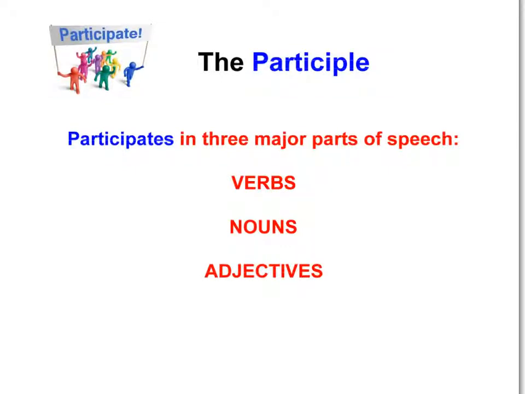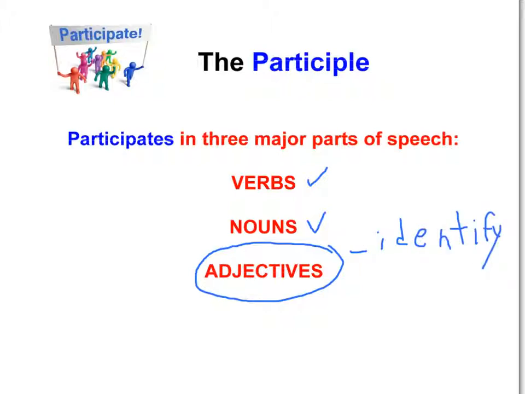So we already discussed how a participle participates in verbs. We discussed how a participle participates in nouns. And now we're going to discuss how a participle participates with adjectives, meaning how are we going to identify that something's a participle, and also how we will translate a participle that is functioning as an adjective.